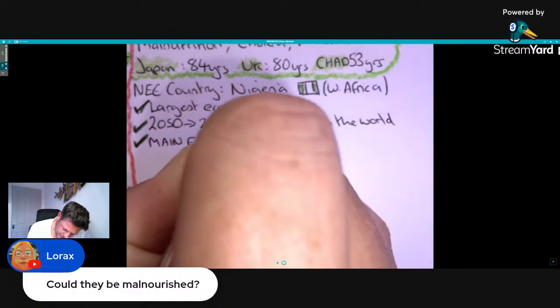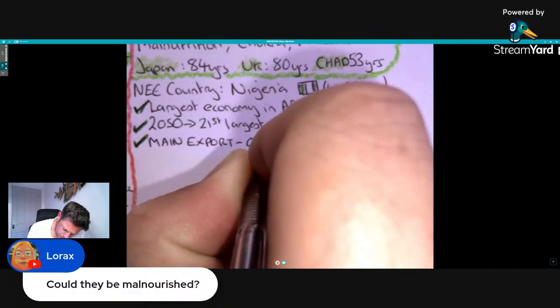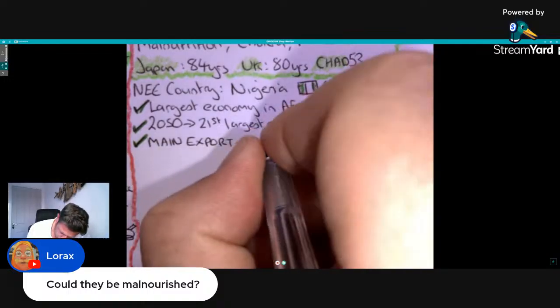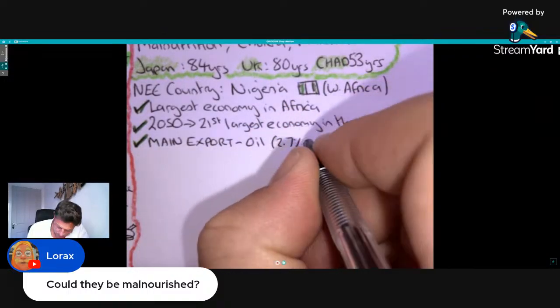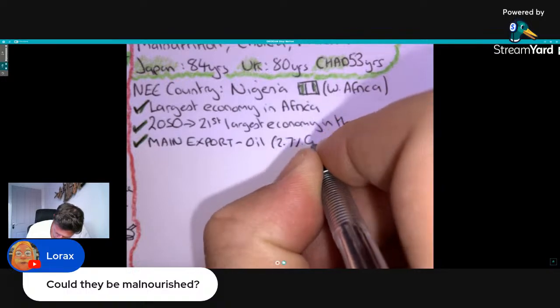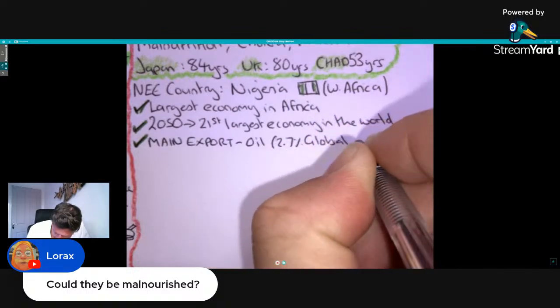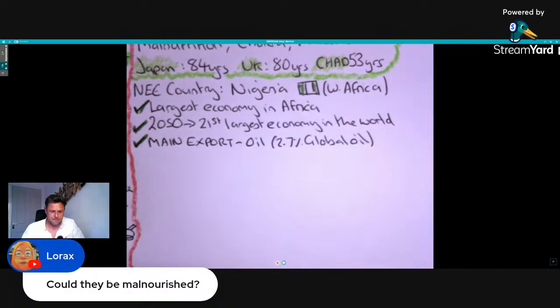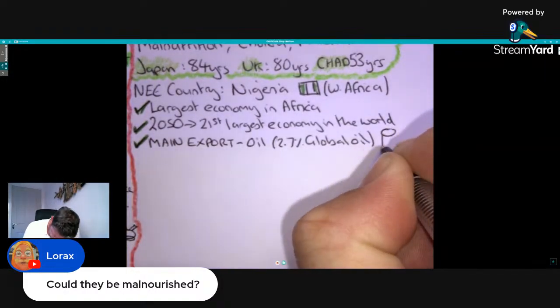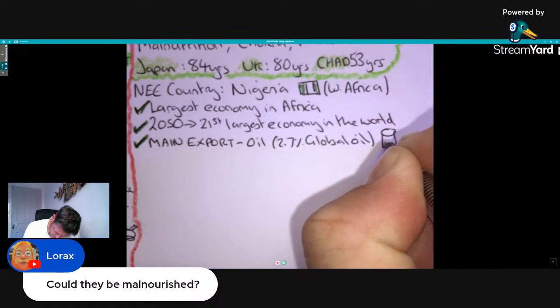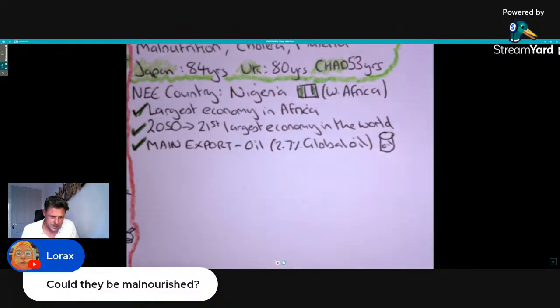This is how it generates its wealth. Its main export is oil. And it provides 2.7%, which doesn't sound a lot. It isn't a lot, is it? But it provides 2.7% of global oil supply. Saudi Arabia is much higher. They're the biggest. Maybe we could just put a little oil canister there. There you go. That says oil on it. That's our little oil canister.